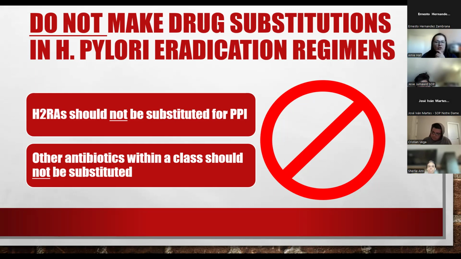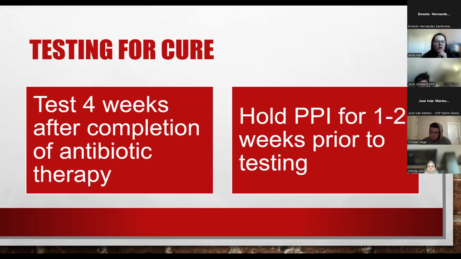So how do we know if a patient is better? After 4 weeks of completing the antibiotic therapy, we are going to test for cure. We need to hold that PPI for 1 to 2 weeks prior to testing. Why do we need to hold that PPI before we test for cure? False negative. Yeah, it can give a false negative of which test? The urea breath test or stool test. Yes, great.